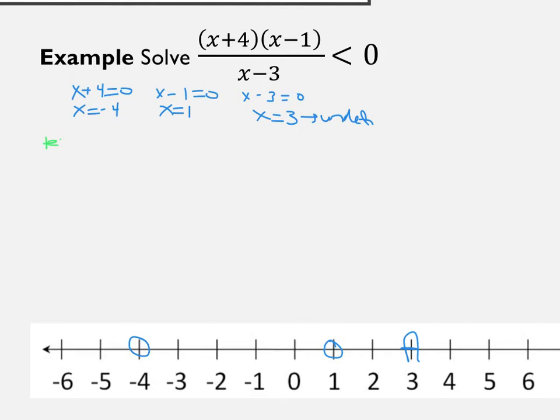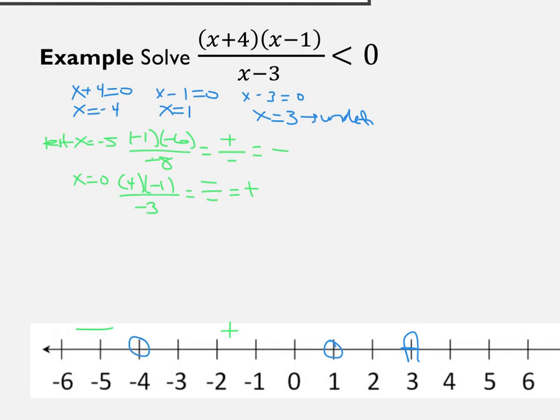Let's try x equals -5 because it is the furthest left of all of our boundary points. -5 plus 4 is -1, -5 minus 1 is -6, and -5 minus 3 is -8. And this would give me a positive over a negative, which is a negative. So I'm going to put a negative down here. Notice 0 is in between our two zeros, so let's test x equals 0. 0 plus 4 is 4, 0 minus 1 is -1 over -3, which would give me a negative over a negative, which is a positive.